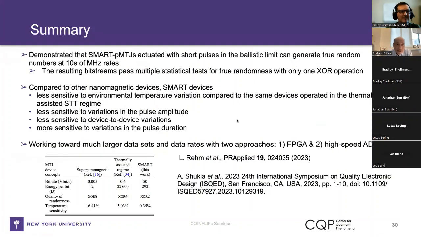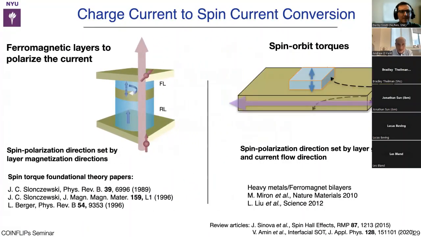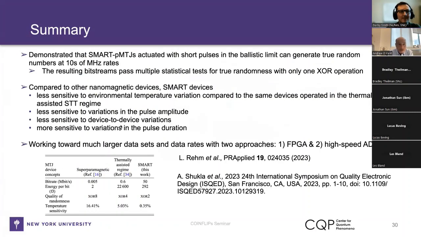Okay, so let me summarize. I've shown you that we can use these magnetic tunnel junctions to generate random numbers at tens of megahertz rates, that the resulting bit streams can pass multiple statistical tests for true randomness with only one XOR. And we've seen that these nanomagnetic devices are less sensitive to temperature changes than those that operate in the thermally assisted regime, say for long pulses. They can be less sensitive to pulse amplitude, to device-to-device variations. At least that's what our modeling says, and more sensitive to controlling the pulse.